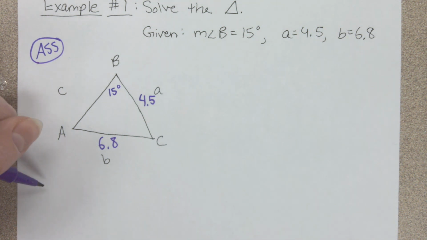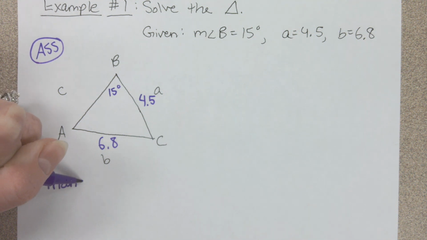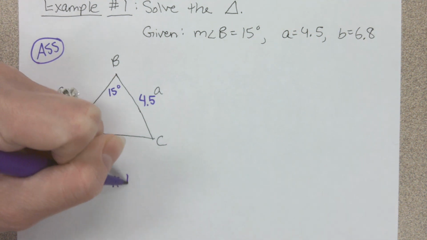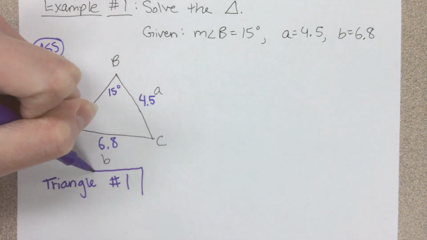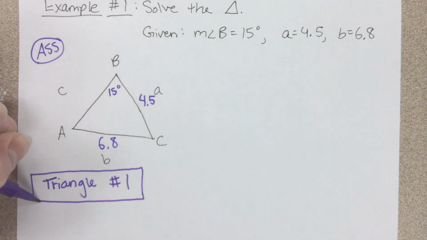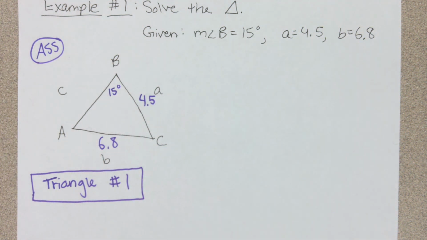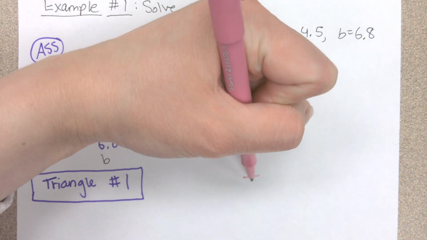So we'll call this triangle number 1. Now I'm not going to draw it yet, but I'm going to create the space for triangle number 2 in case it exists. And that would be over here. So I'm just going to label it for now, triangle number 2.